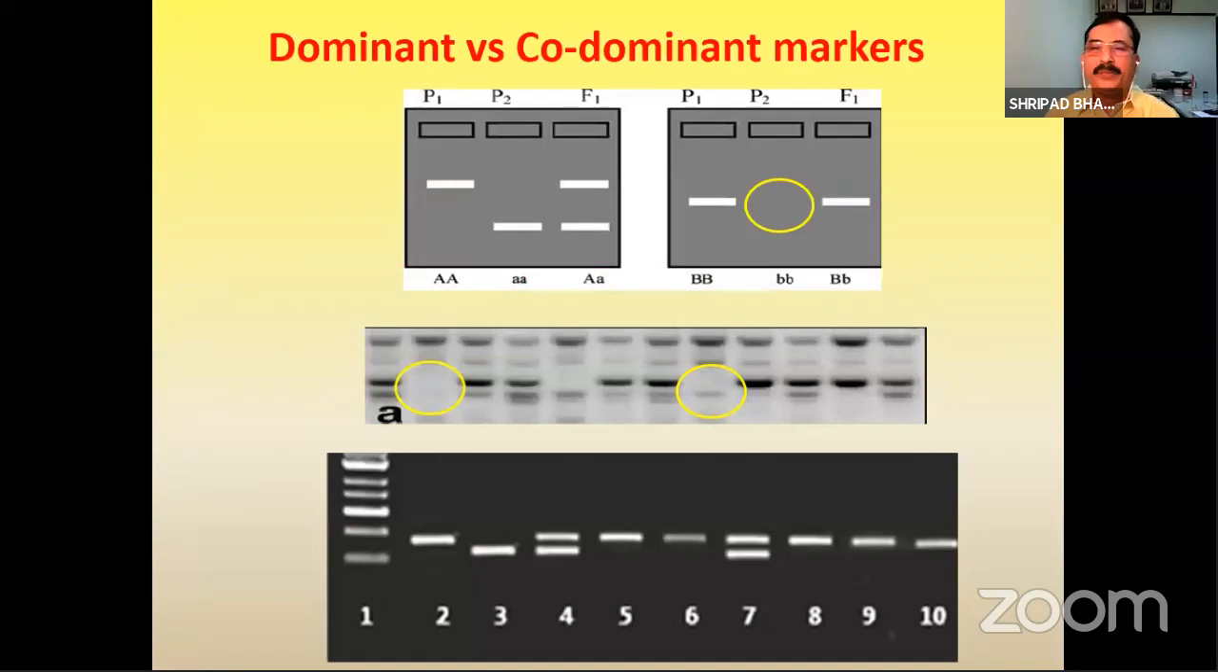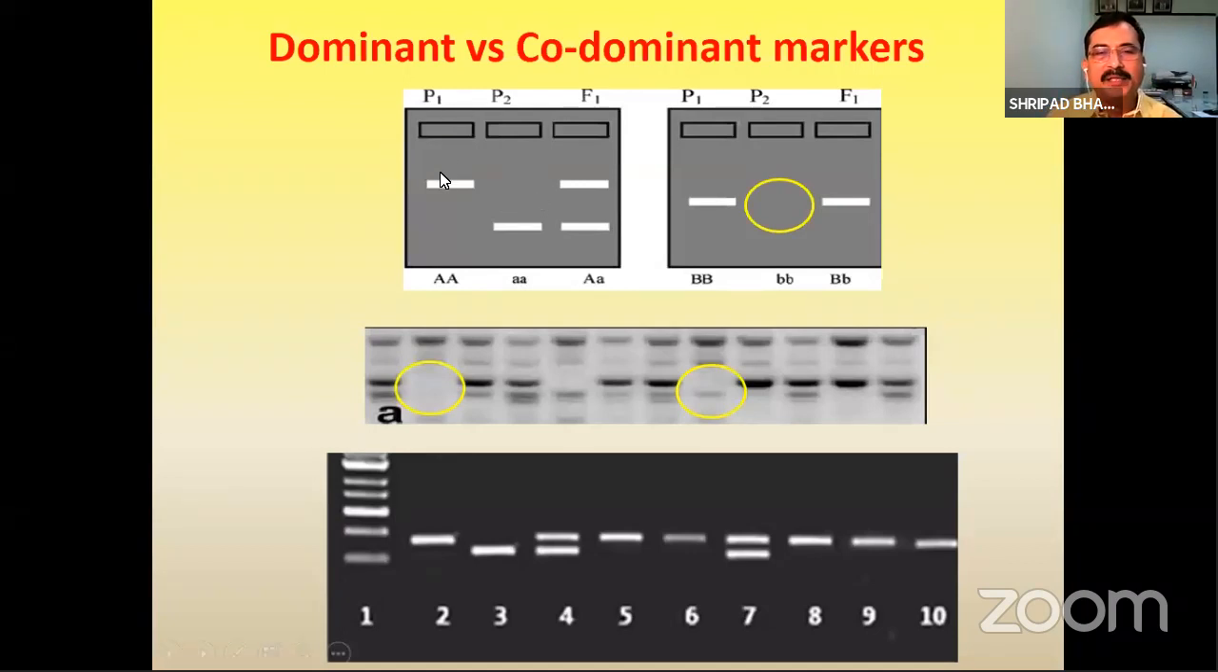Before again going deep into the marker level, we must understand another terminology, because quite often we say that this is a dominant marker, this is a codominant marker. What is the basic difference between a dominant marker and a codominant marker? Because you know about dominant characters, codominant expression, but in case of markers, what does it mean? Let us see them with the help of the gel.